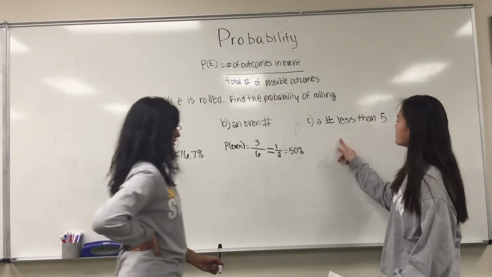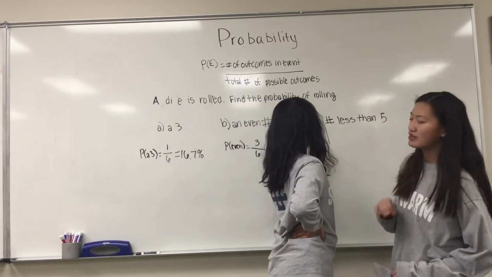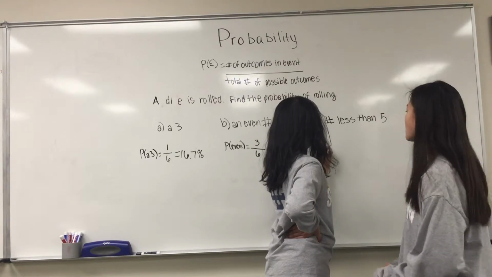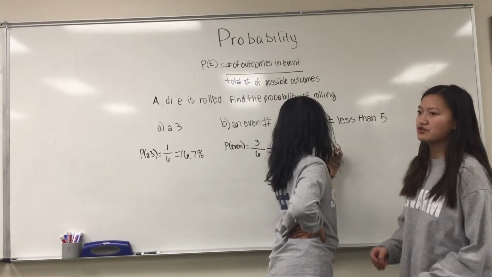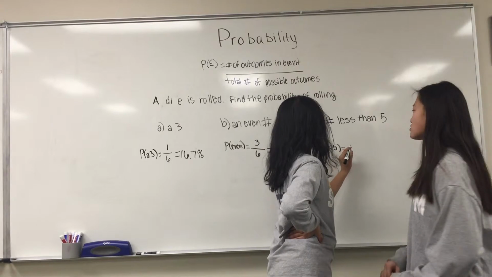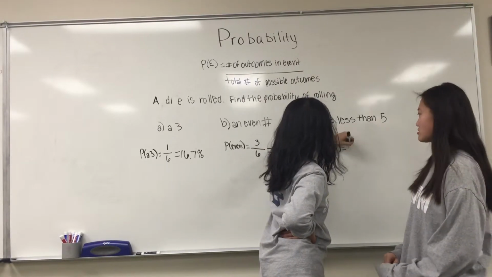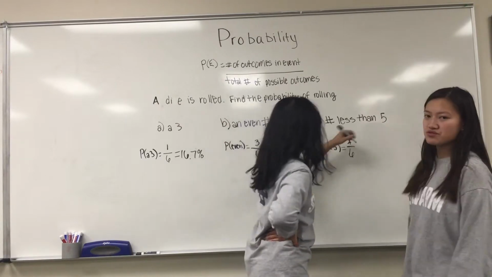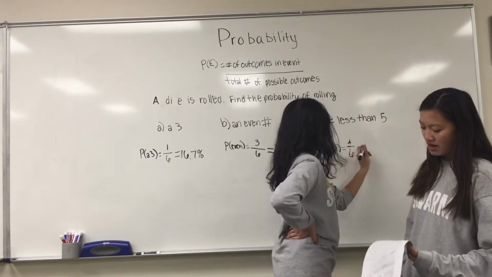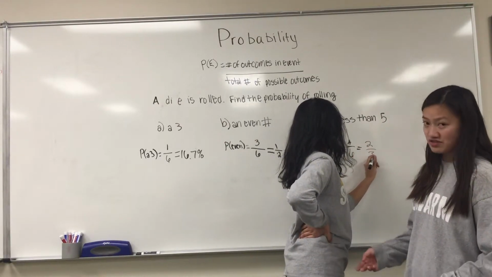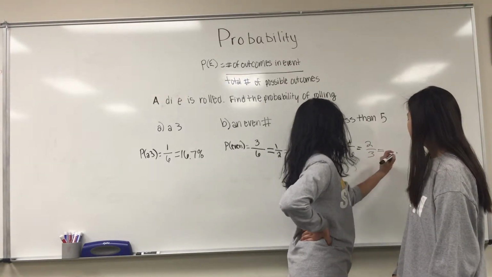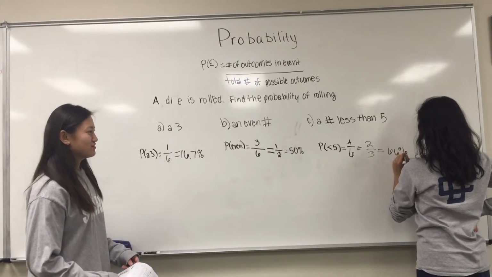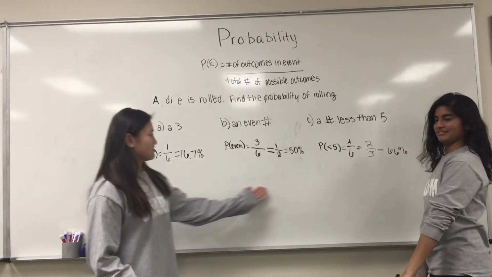And letter C, we have the probability of a number less than 5. And again, 6 numbers, so anything less than 5 would be 4, 3, 2, and 1. So there are 4 out of the 6 possible outcomes. And reduced, that is 2/3, which is about 66%. There we go. So these are the final answers.